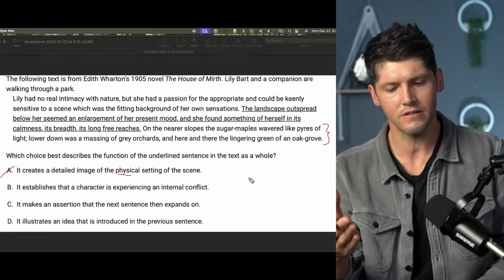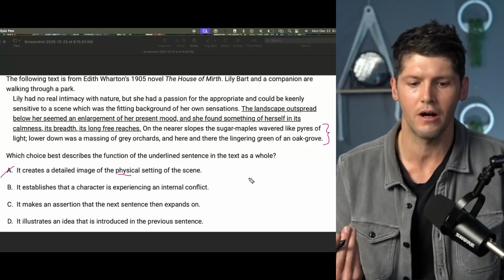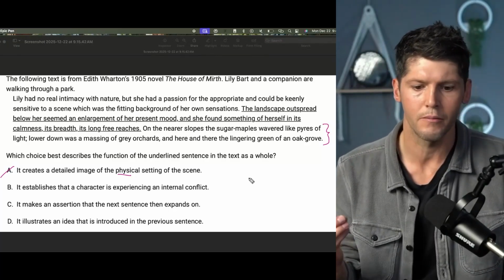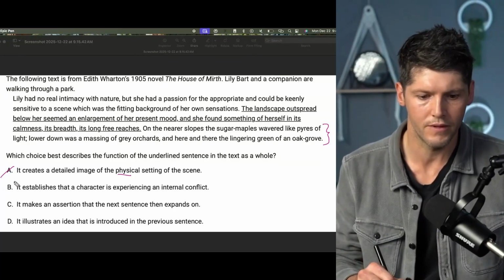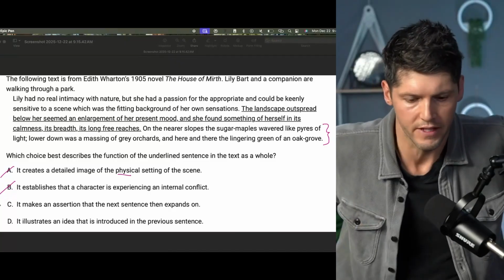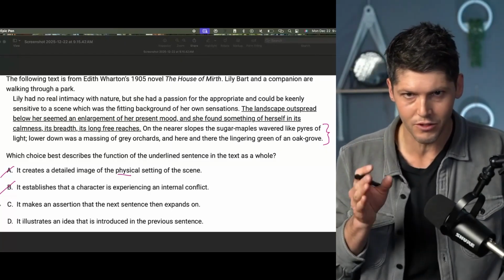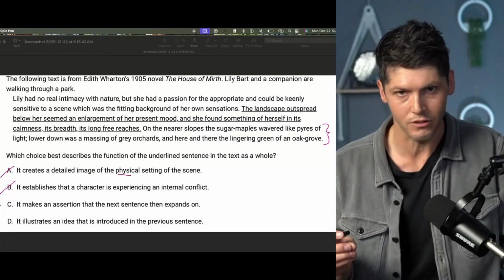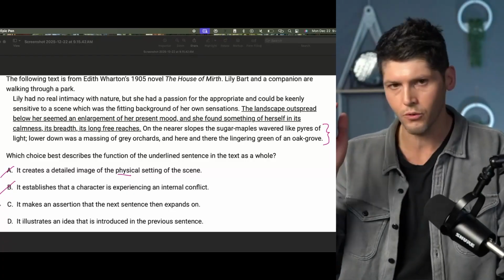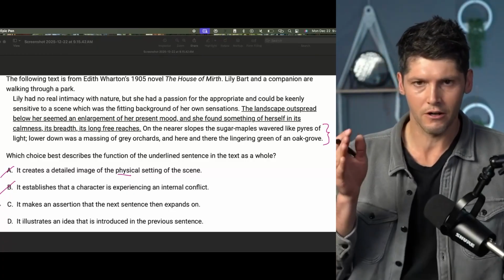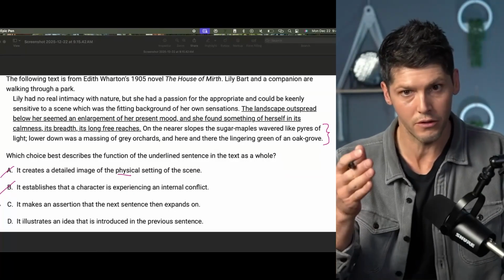Second sentence, it establishes that a character is experiencing an inner conflict. Well, if you look at the sentence, there's nothing about conflict. It says calmness, breath, right? So that's not an internal conflict. But here we get to the two answer choices that I want you to pay attention to. Most people who are scoring well in the reading section are going to be able to get it down to these two answers, although A is pretty tempting.